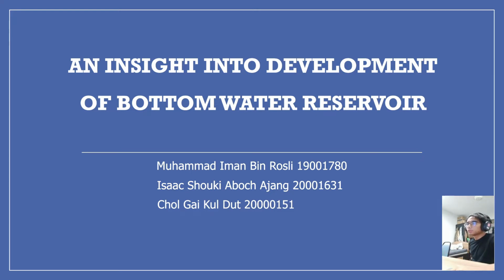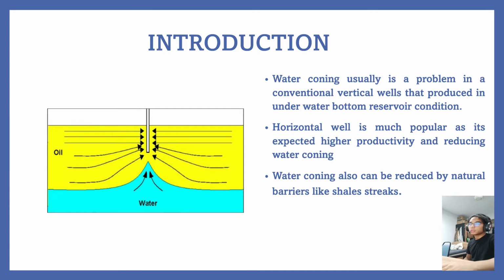My group will be presenting a research paper with the title An Insight into a Development of Bottom Water Reservoir. So, for the introduction, as you can see in the image, which is a water coning. Water coning usually is a problem in conventional vertical wells that produce in underwater bottom reservoir conditions. The research paper is researching horizontal wells, which are much more popular as they are expected to give higher productivity and reduce water coning. Water coning can also be reduced by natural barriers like shale sticks.